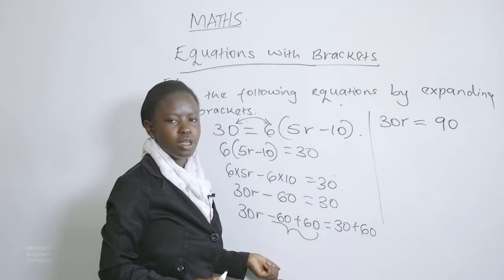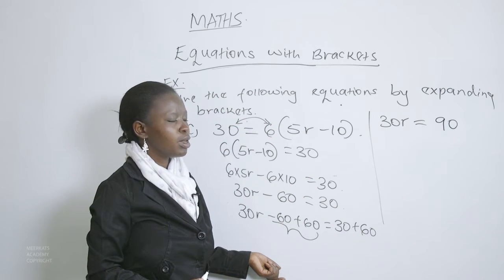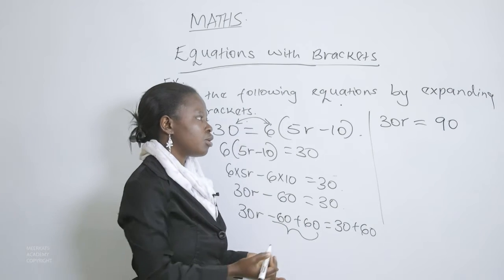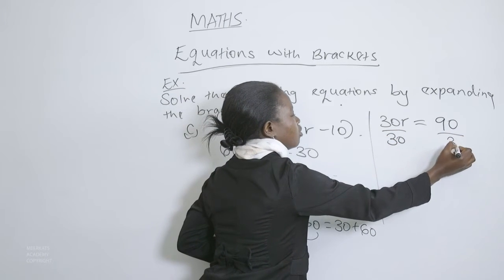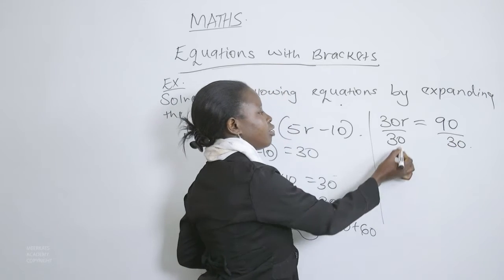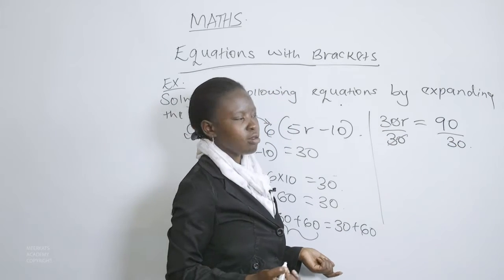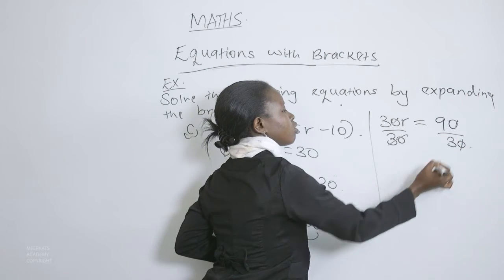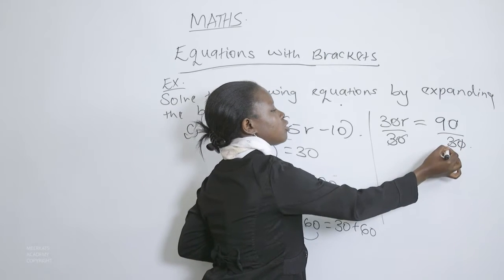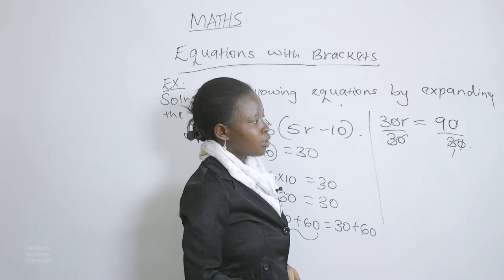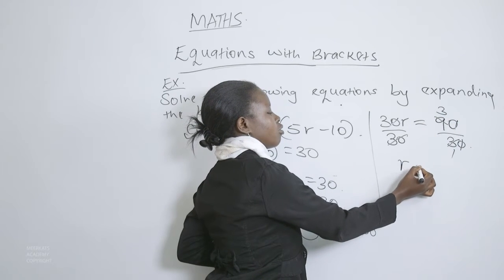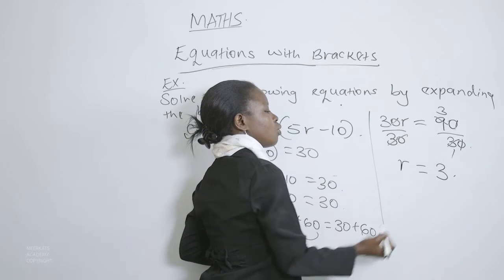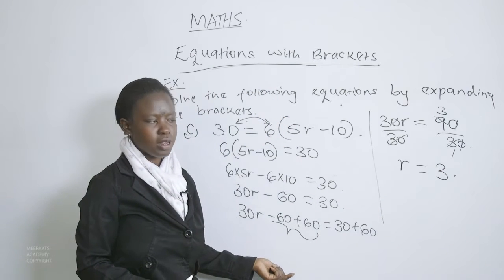For us to obtain the value of r, we simply divide by 30 on both sides. On the left-hand side divide by 30, on the right-hand side divide by 30. 30 and 30 will cancel out. 3 into 3 once, 3 into 9 is 3 times. So the value of r in this given equation is 3.